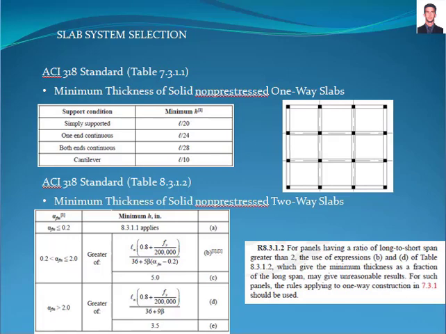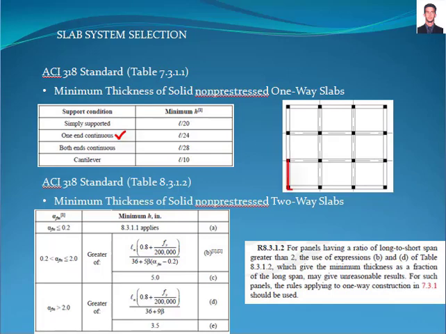We have to see which type of support condition our slab system has: if it is simply supported, one end continuous, both ends continuous, or cantilever. The simply supported condition refers to panels that do not have continuity at any of their ends. It is the typical frame system composed of 4 columns, 4 edge beams, and the slab.